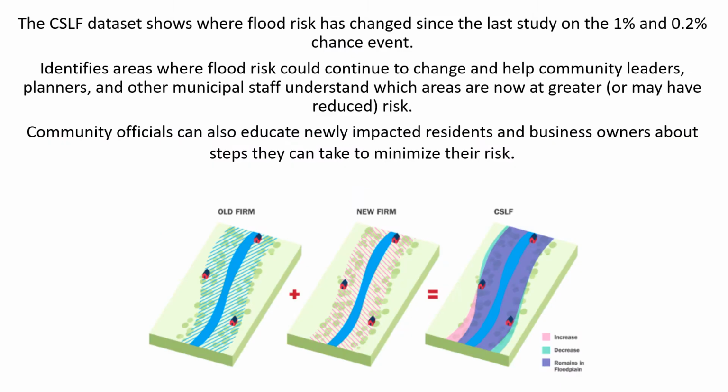The CSLF dataset can help community leaders, planners, and other municipal staff understand and show where flood risk has changed since the last study on the 1% and the 0.2% chance event. It identifies areas where flood risk could continue to change and helps them understand which areas are now at greater or may have reduced risk. With this information, community officials can also educate newly impacted residents and business owners about steps they can take to minimize their risk from this natural hazard.